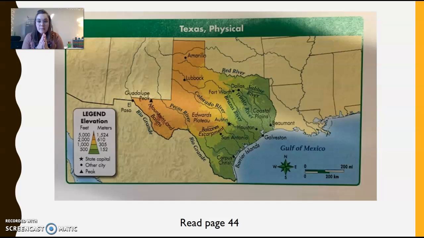All right, you guys, it is time for you to start your assignment. You are going to need this map. I will post it down below as well so you can look at it while you do your assignment.